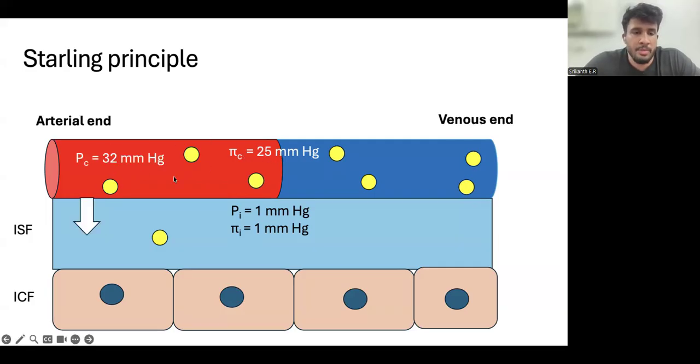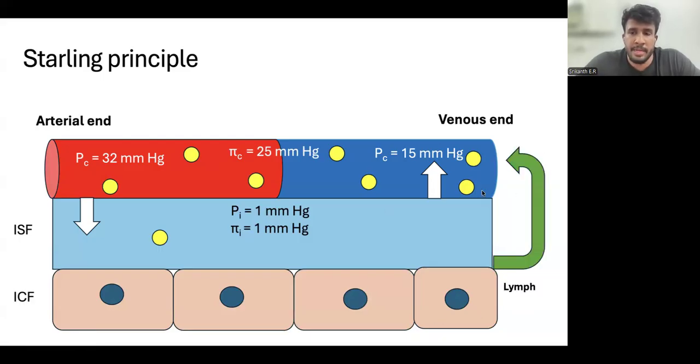At the arterial end, the capillary pressure is about 32 millimeters of mercury, which is higher than the oncotic pressure of 25. So you will get a net filtration effect. And then at the venous end, you have a lower pressure than the oncotic pressure. You have 15 millimeters of mercury, which is lower than the oncotic pressure. So you will have net absorption happening. And whatever fluid remains in the interstitium will be taken up by the lymph channels into the venous end. So this is the traditional Starling principle and how it explains filtration at the capillary level.